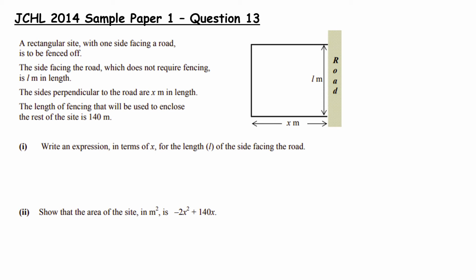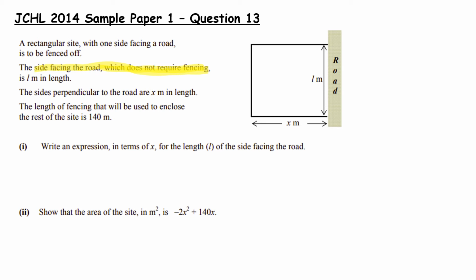Now, a good trick when we're doing any of these very wordy questions, when they also come with the diagram, is as you're reading through the paragraph to look at the diagram and make sure that everything that they tell us is on the diagram. So, a rectangular site with one side facing a road, that's given to us in the diagram. It tells us that the side facing the road does not require fencing. Okay, so when we look at the diagram, we're only looking at the black lines.